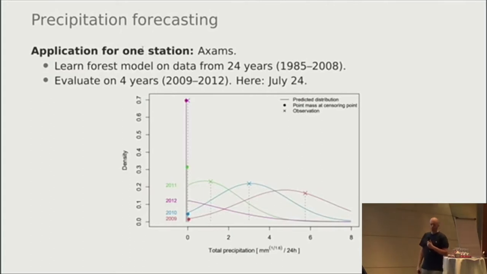And to get a feeling for what this does, well, we fitted the model for one station, Axams, which was picked as the station in this particular data set closest to the city of Innsbruck. That was the whole reason why we chose it. And then we learned the random forest on the first 24 years and then predicted the remaining 4 years.